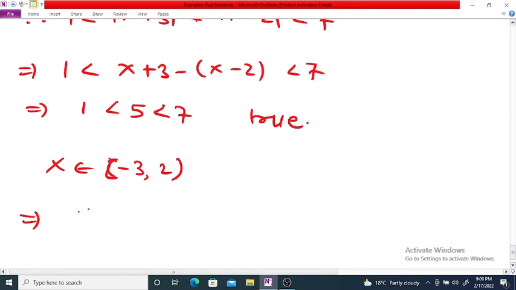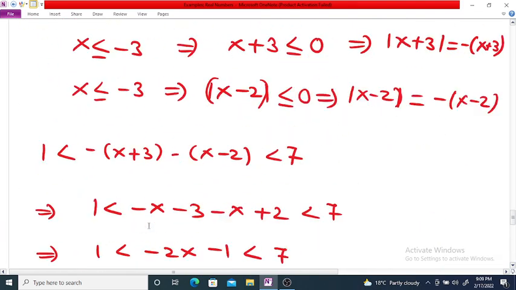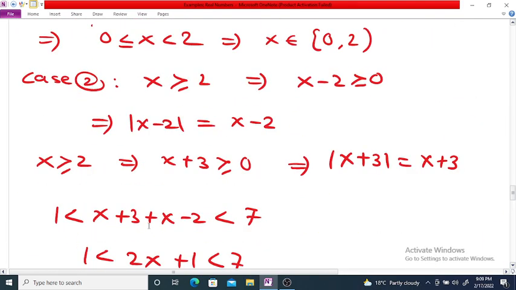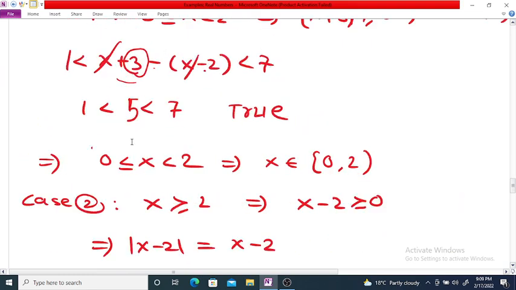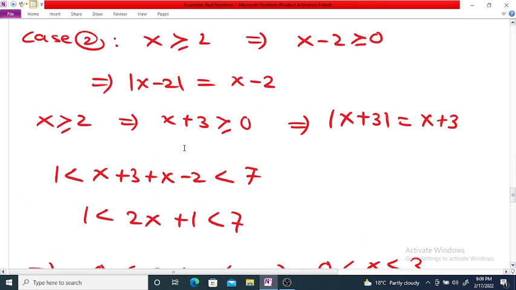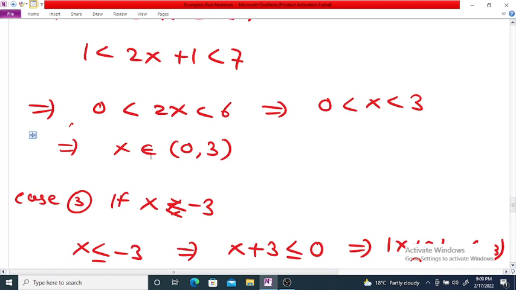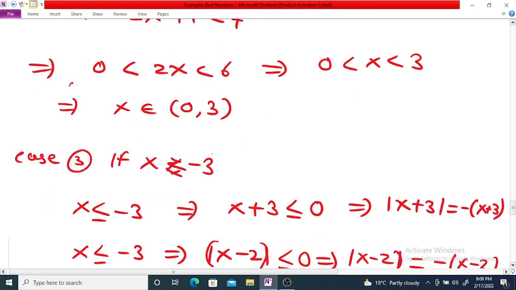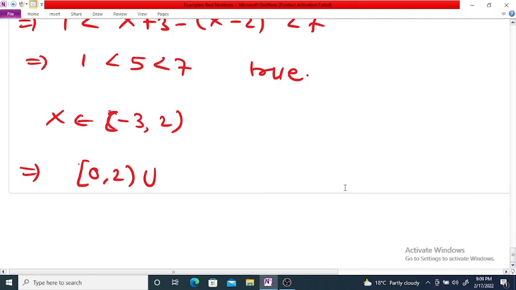First it is 0 to 2 union. Next, for case number 2, x greater than 2, then x is between 0 to 3. So x greater than 2, here 0 to 3, and x greater than 2, here it is 2, so x greater than 2 and less than 3, so it is 2 to 3.